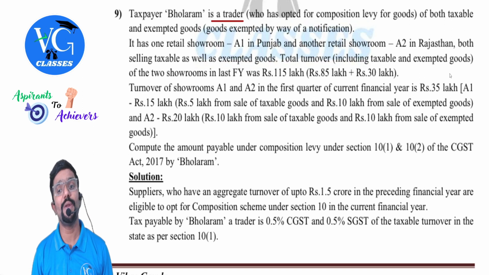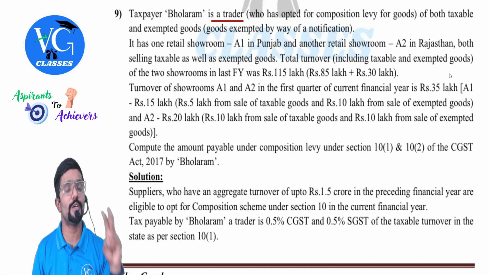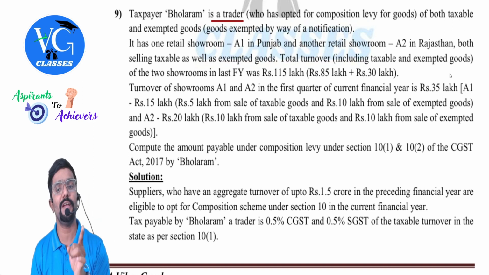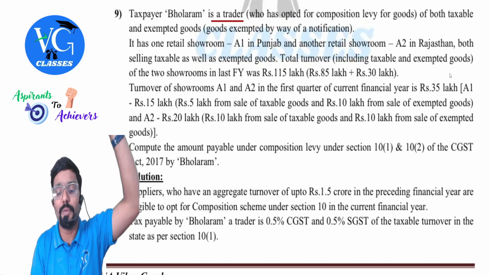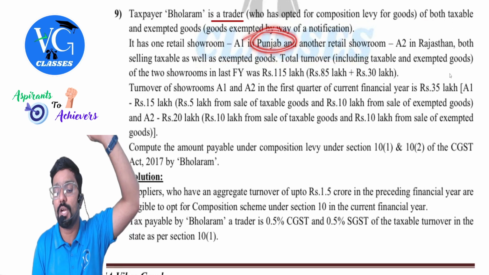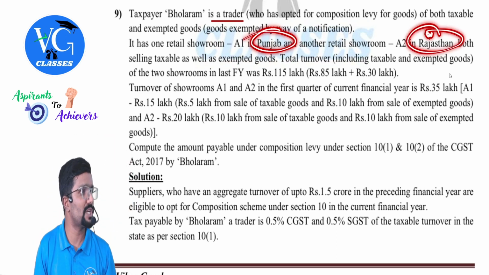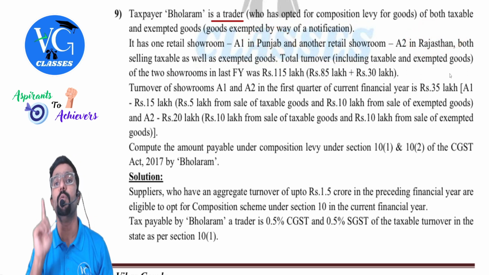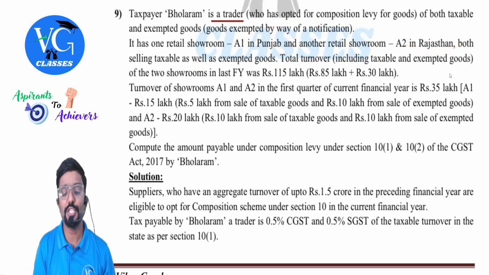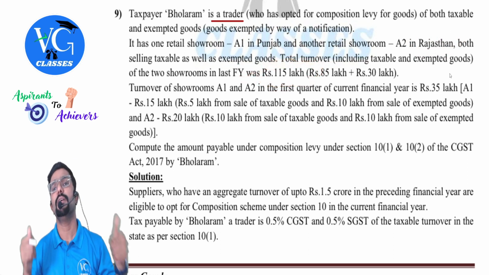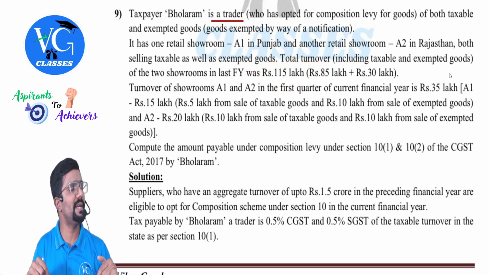Total turnover, including taxable and exempted goods of the two showrooms in the last financial year was 115 lakh, 85 plus 30. Guys, he is operating in two states. Which are those? Punjab and Rajasthan. None of them are special states. So what is the turnover limit applicable for him? 1.5 crore. In last year, what was his turnover? 115. Within the limit? Yes. In the current year, is he eligible? Yes.